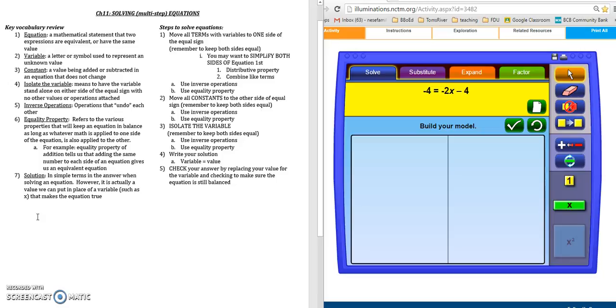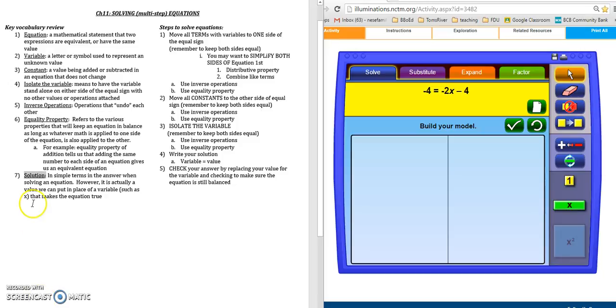In an equation, though, you must remember that both expressions are equal. That's what it means. So whatever we do to one side, we must also do the same to the other in order to keep the expressions having equal value. That is what we call the equality property. It refers to many of the properties that you use, whether it's addition, subtraction, multiplication, or division. To keep the equation balanced, you must perform the same mathematical operations to both sides.